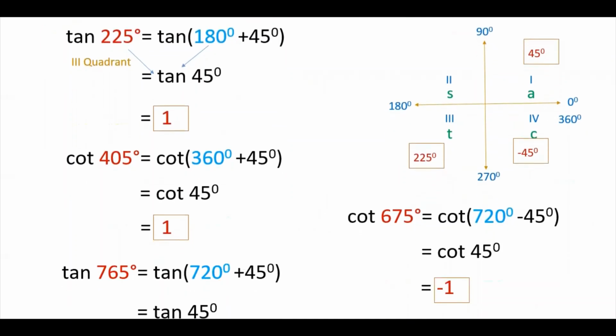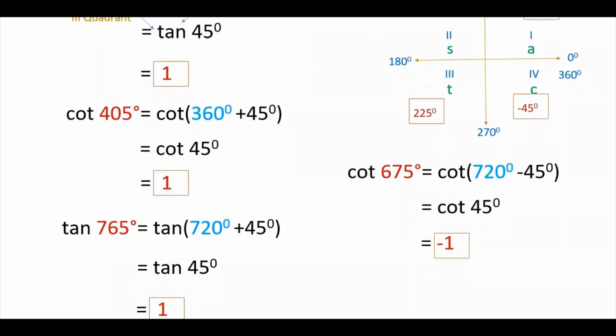And next one is tan 765 degrees. It is also above 360. So you can write this as 2 into 360, that is 720 degrees. It is near to 720, so you can write this as 720 plus 45. So two rotations have completed. So you can neglect this 720 degrees and only consider plus 45. And tan 45 is 1. So this value is 1.